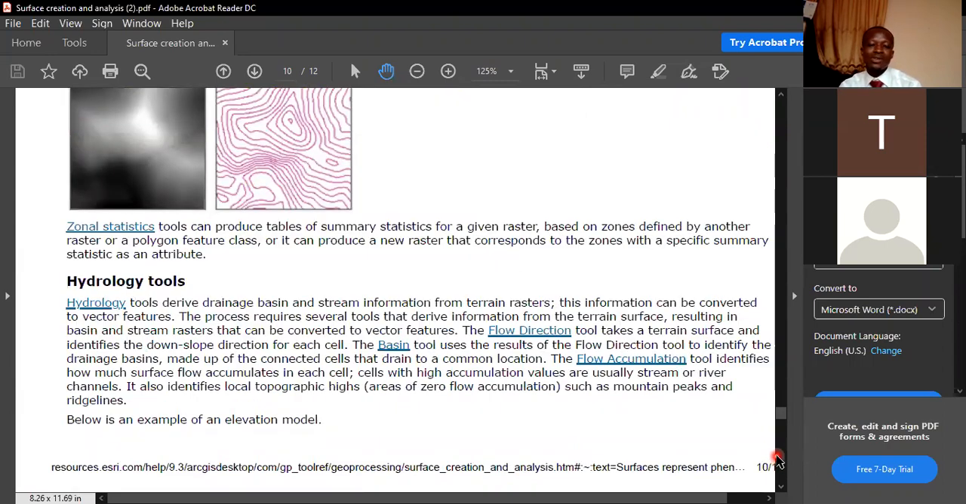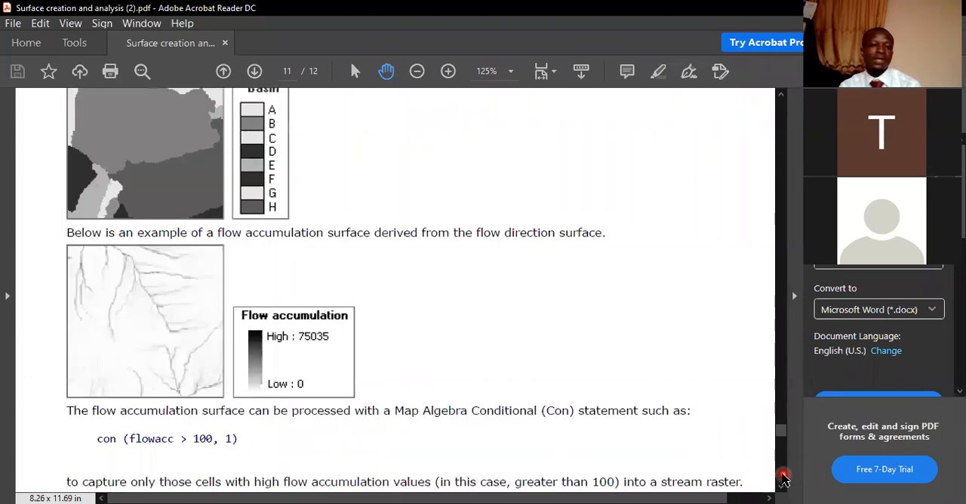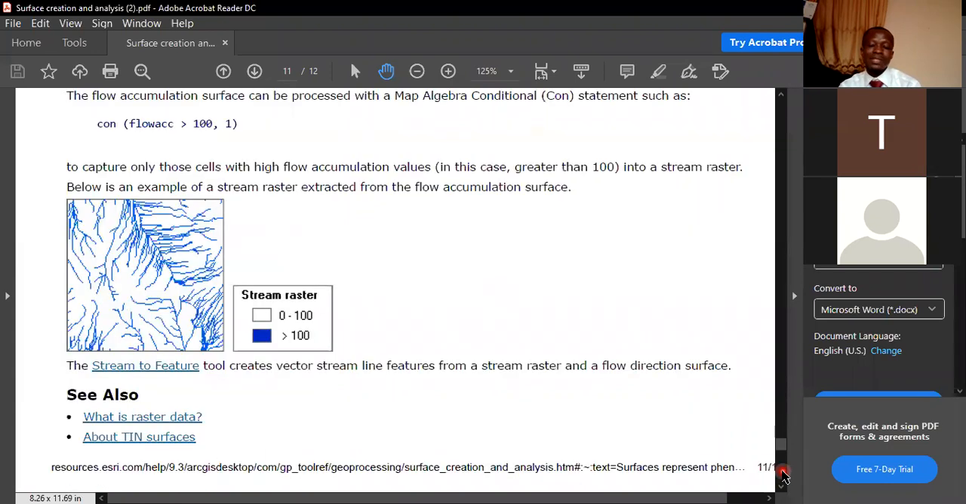You can do hydrology. In fact, I can't talk about all of them. You can create a basin. It depends on what you want to do. And then it is possible that you can get it done. All right, so there you go. Especially for hydrology, rasters are the way to go. The raster surface is the way to go.